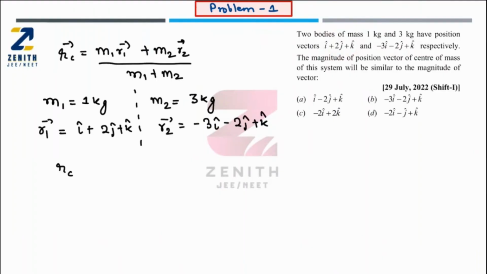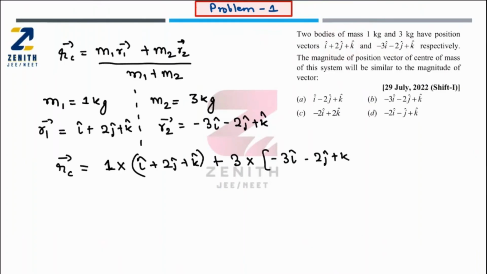So if you want to calculate the center of mass position vector of the system of particles having the two masses 1 and 3 kg, m1 is 1 kg, so r1 is i cap plus 2j cap plus k cap, plus what is the m2 value? 3 into minus 3i cap minus 2j cap plus k cap, divided by what is the total mass? 3 plus 1 is 4.